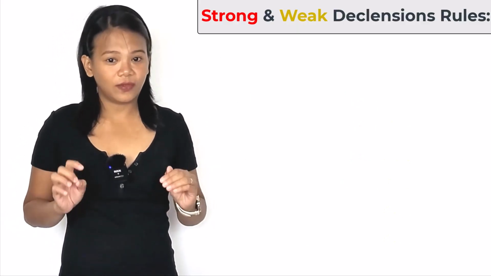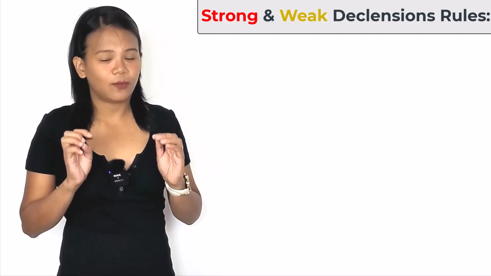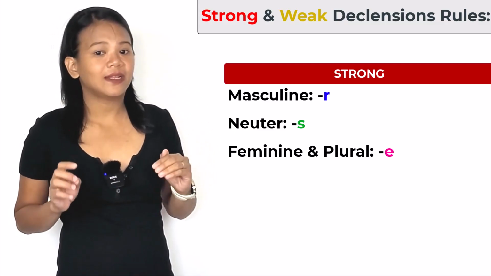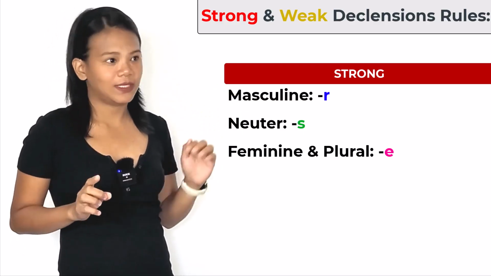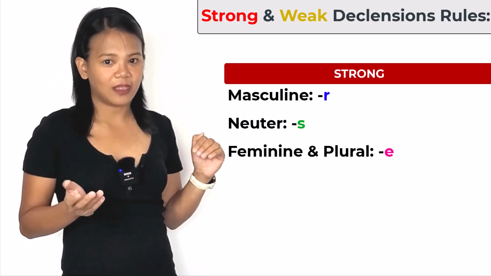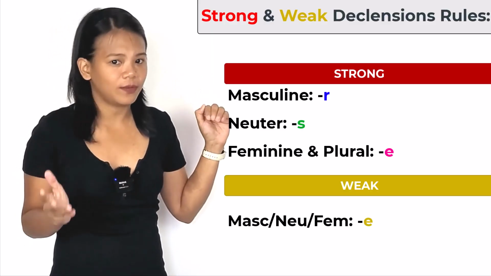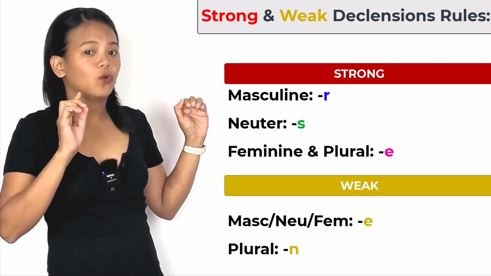Let us do a review of the rules for the strong and weak declension in the nominative case. For the strong declension, masculine ends with R, neuter ends with S, feminine ends with E, and plural ends with E. For the weak declension, masculine, neuter, and feminine all end with E. The plural ends with N.